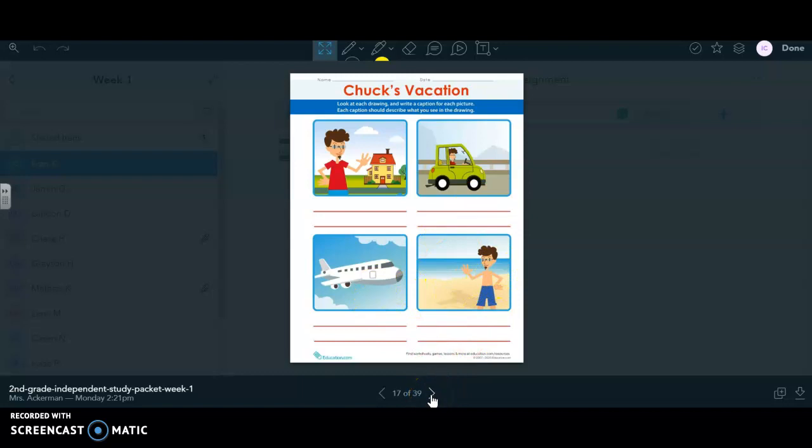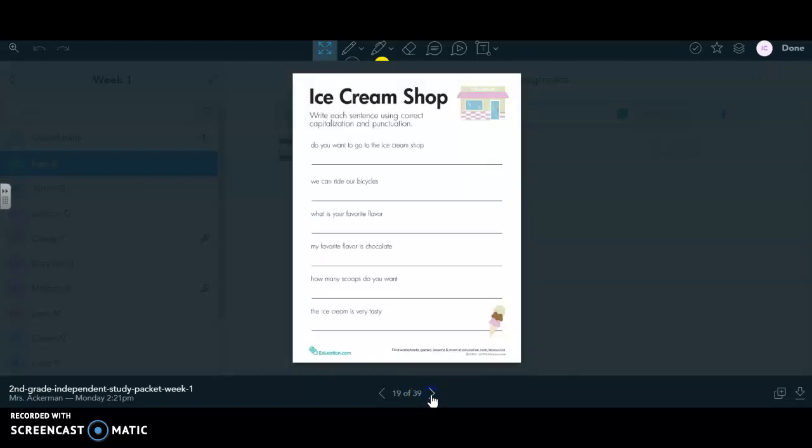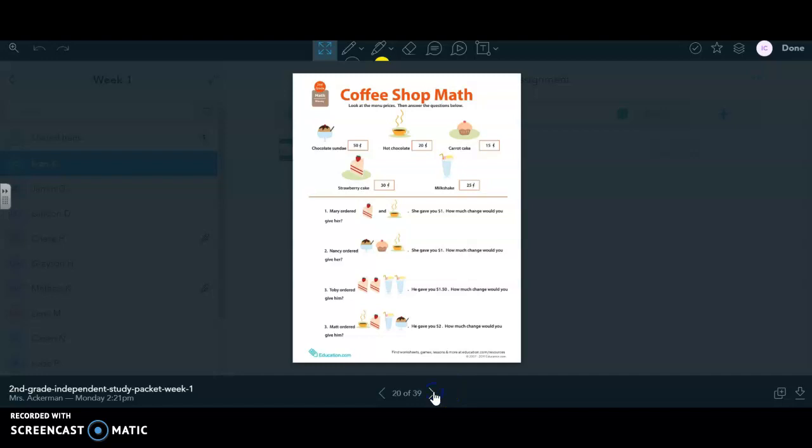Don't repeat the one that Mrs. Ackerman said, please. Once again, you have a few other sentences to write. And then your ice cream shop. Write each sentence using the correct capitalization and punctuation. So you are going to rewrite these sentences using capitalization and punctuation.